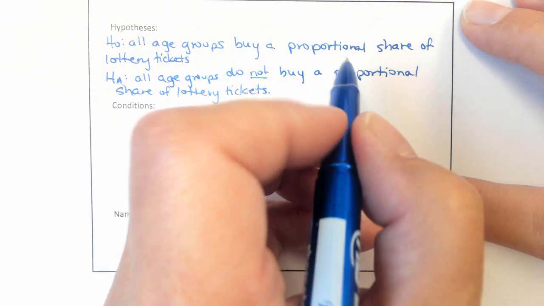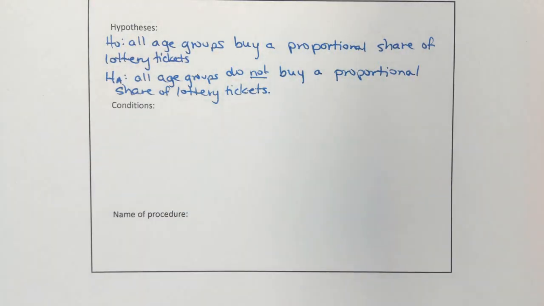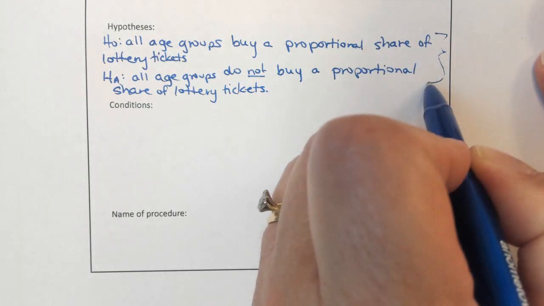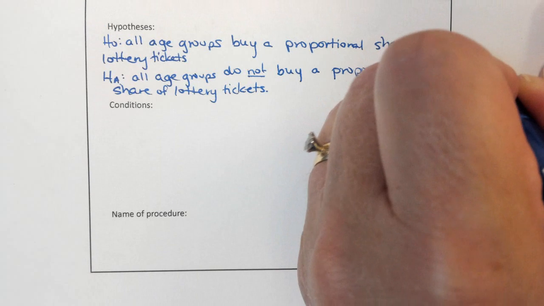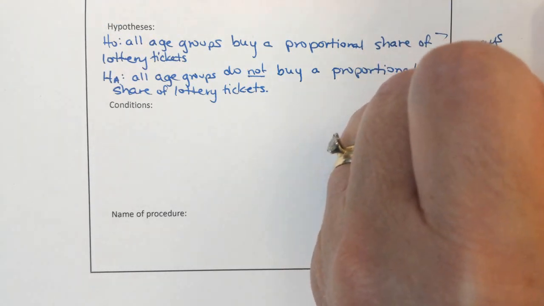So you get your context usually from the last sentence in your problem stem, and your null should be that there's nothing interesting going on. Your observations are similar to or look like your population, your expectations, and then stick a not in for the alternative. All right, so just notes to self out here to the side. These are always in sentence form.